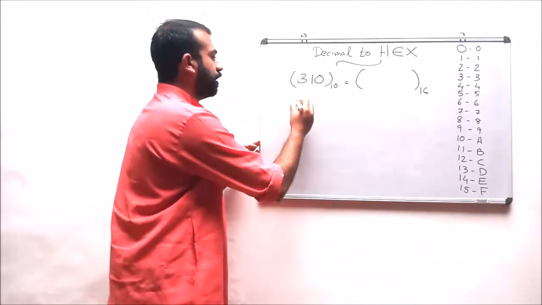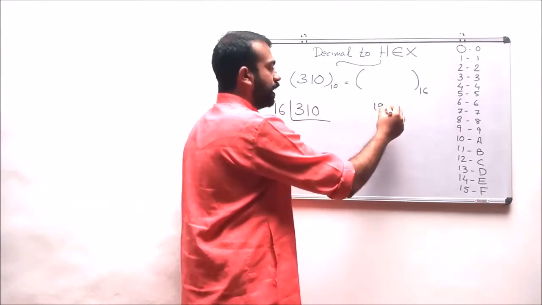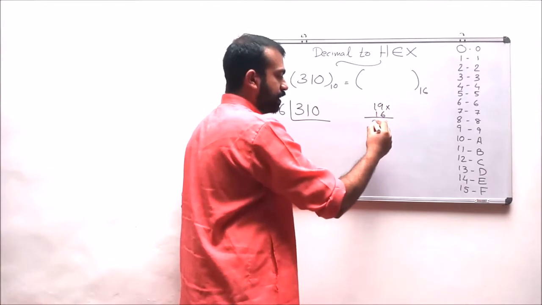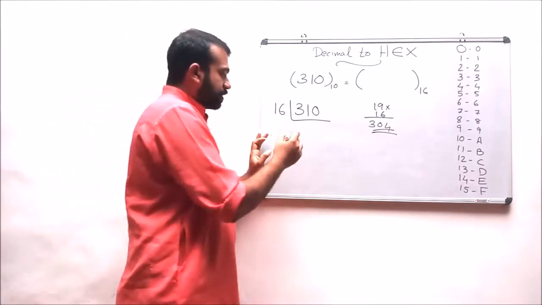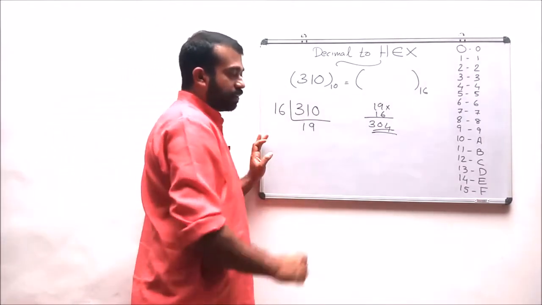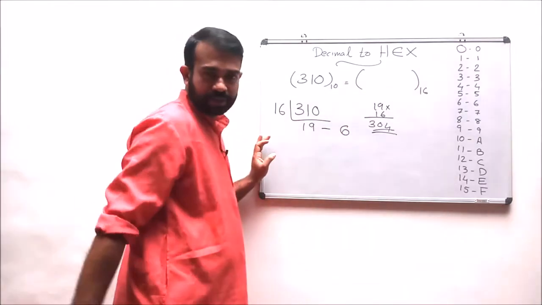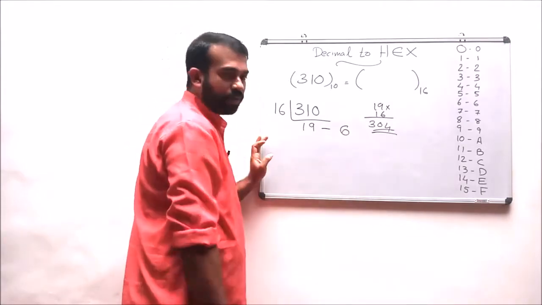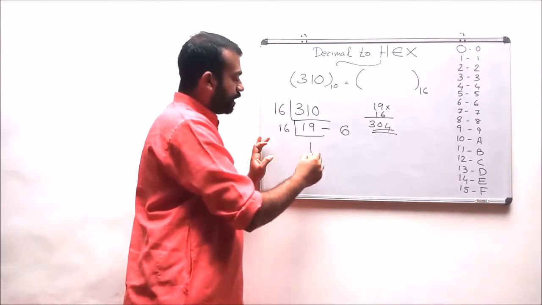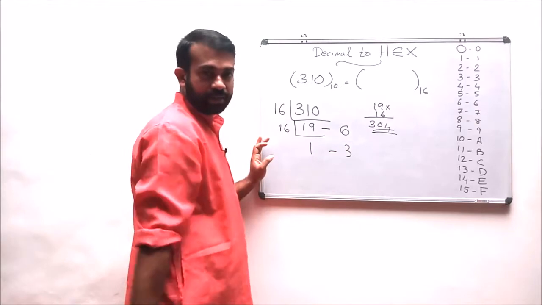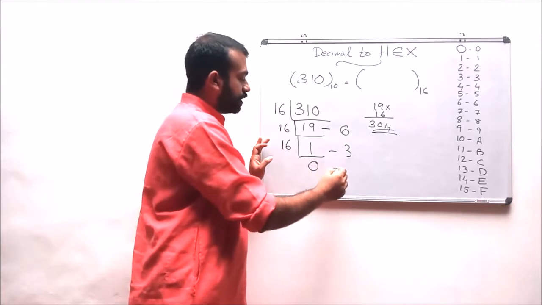So we start with the number 310 divided by 16. 19 into 16 results in 304, so 19 times 16 is 304 with a remainder of 6. When this 19 is divided by 16, the quotient is one time with a remainder 3. And when this 1 is divided by 16, 0 times with a remainder 1.